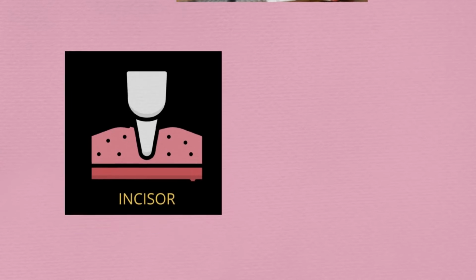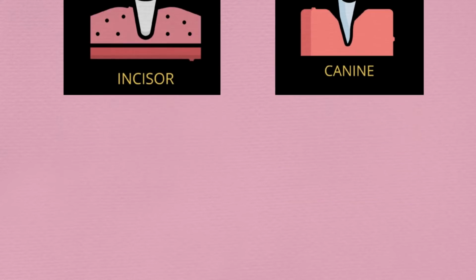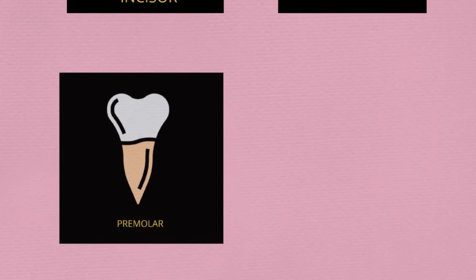As we can see, the shape of the crown is different in each type of teeth: incisor, canine, premolars and molars.